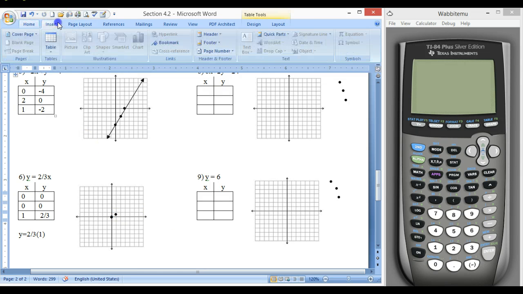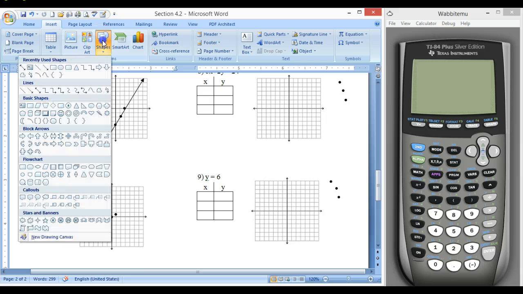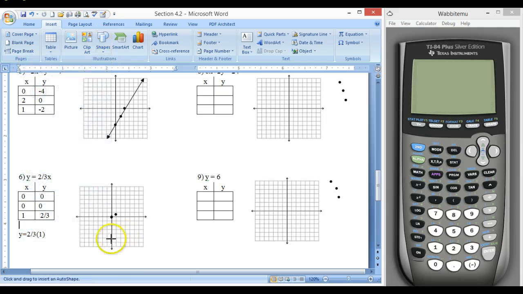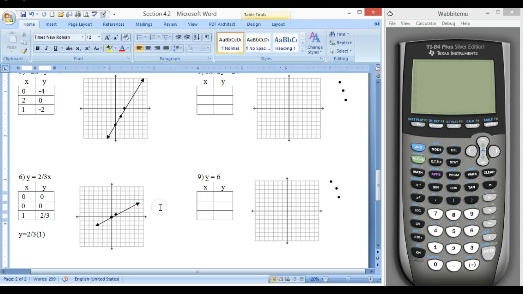All right, so then we can just graph our line by inserting a shape, my double arrow, and make sure I go through both points, and there we go.